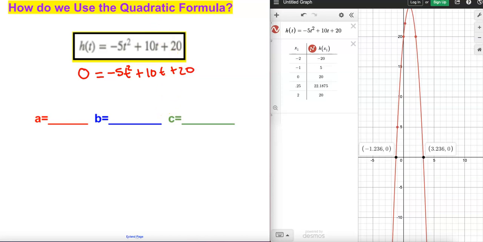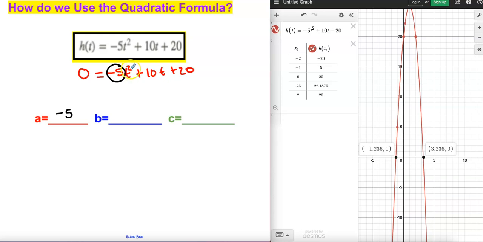So now what I have to do is get my values. You need to remember that your a is always connected to your x squared term. So the a is not going to be the variable; the a is just the number that is attached to the variable. In this case, my a would be negative 5 because it's attached to the t squared.